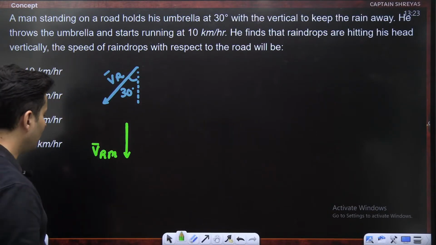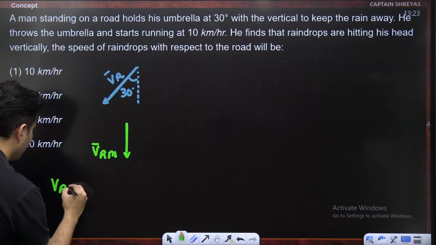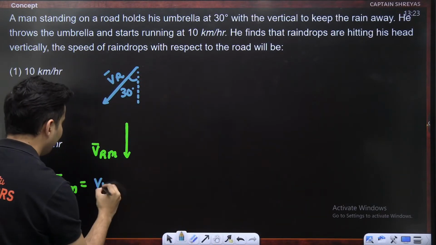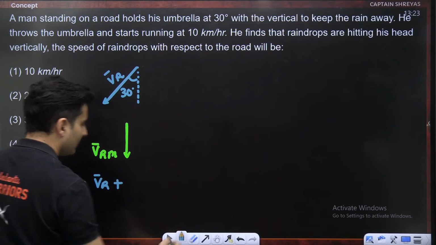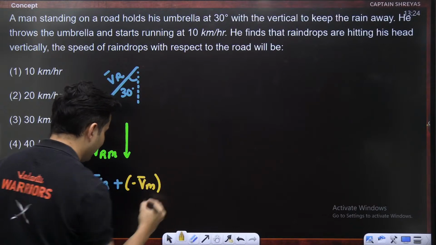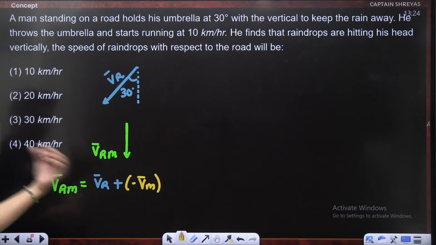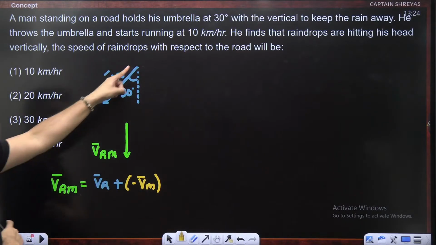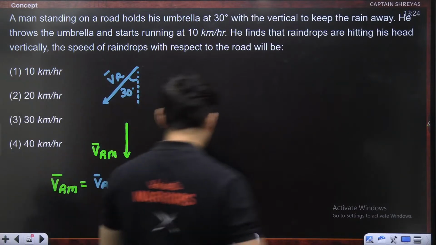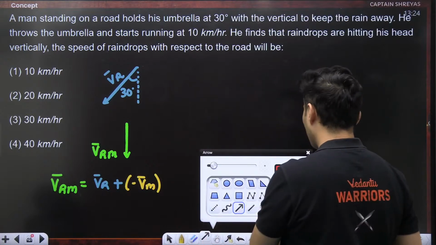I have to think about vector subtraction. VRM is nothing but VR vector plus our negative VM vector. This is the governing equation. How do I get this as the resultant? By keeping this vector and this vector. Let's think about it. Guys, I think there is only one possibility that I can think of.